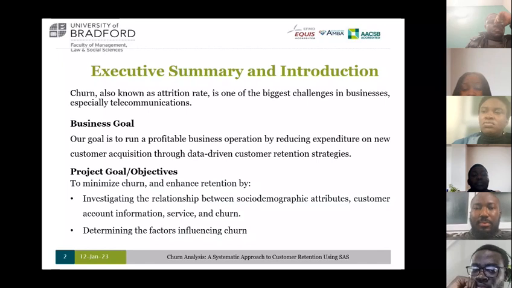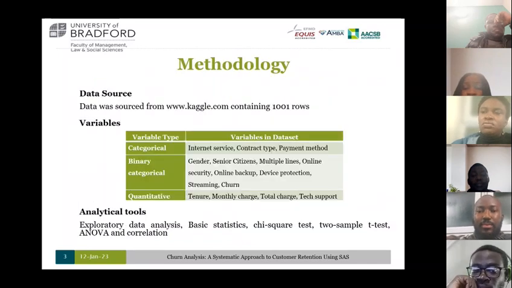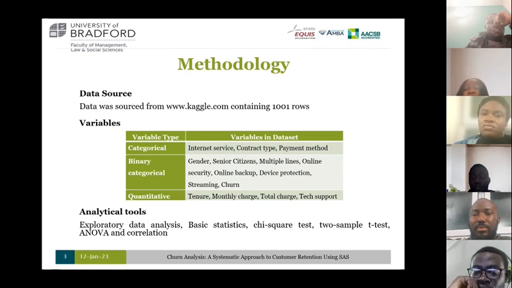Our data was obtained from Kaggle with 1001 rows. The variable types employed were categorical, binary, and quantitative variables. Some of the analytical tools we employed were exploratory data analysis, chi-square test, among others.